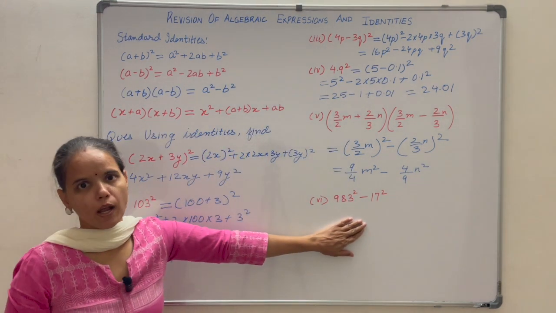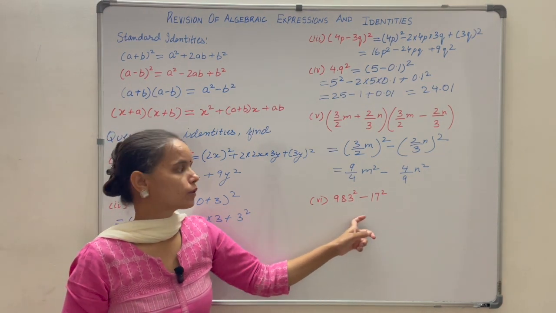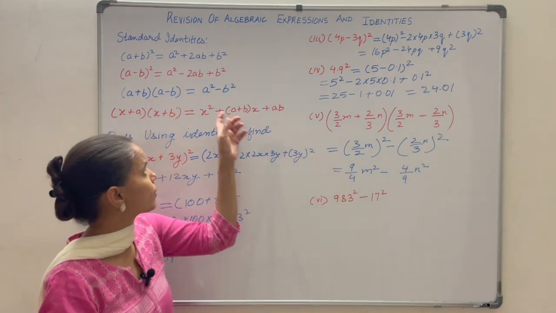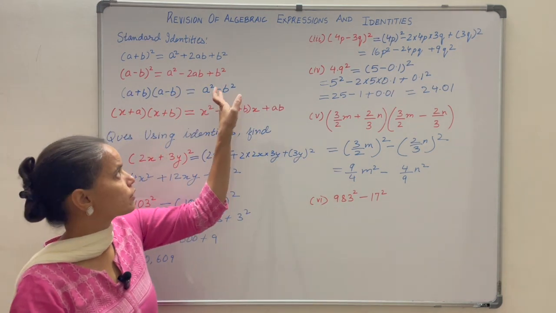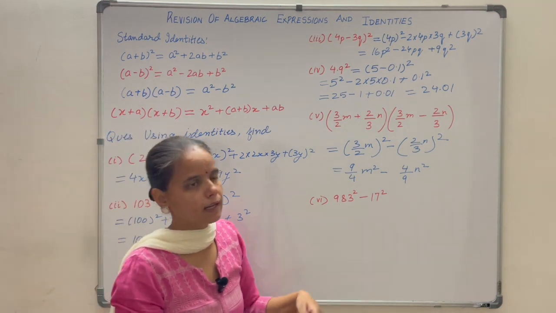Now you need to evaluate this. You can clearly see this is a square minus b square. So you can use the a square minus b square identity. So this is given by (a plus b) into (a minus b). We will write it in that form and calculate.